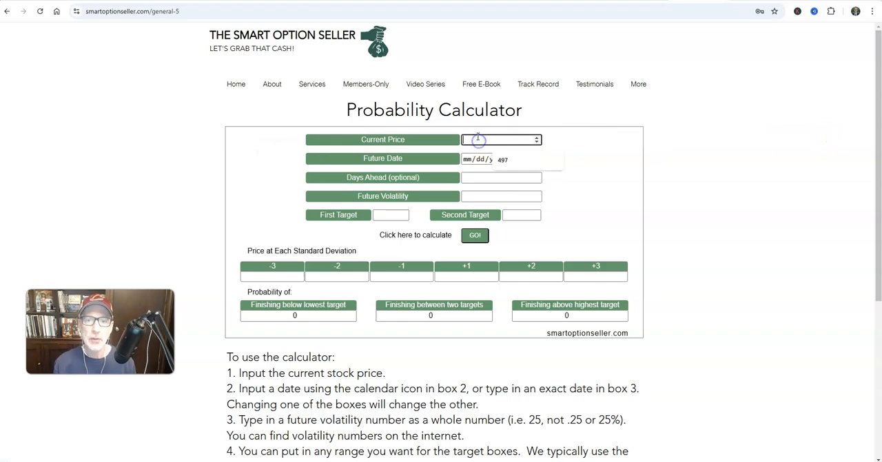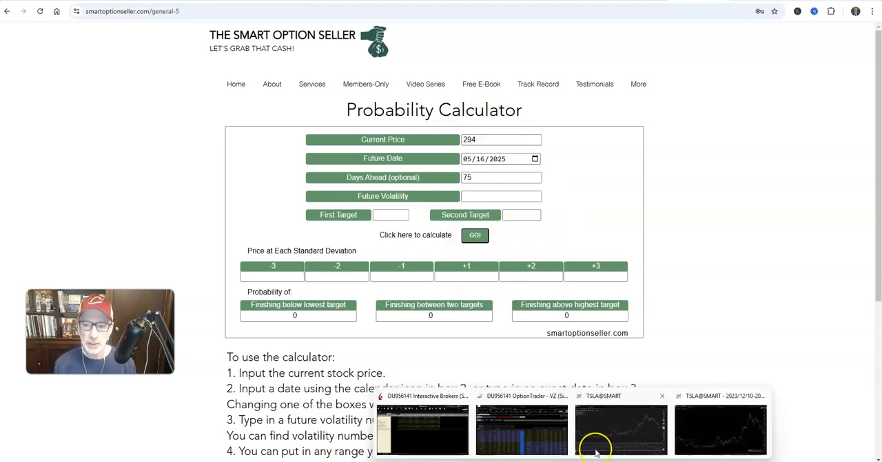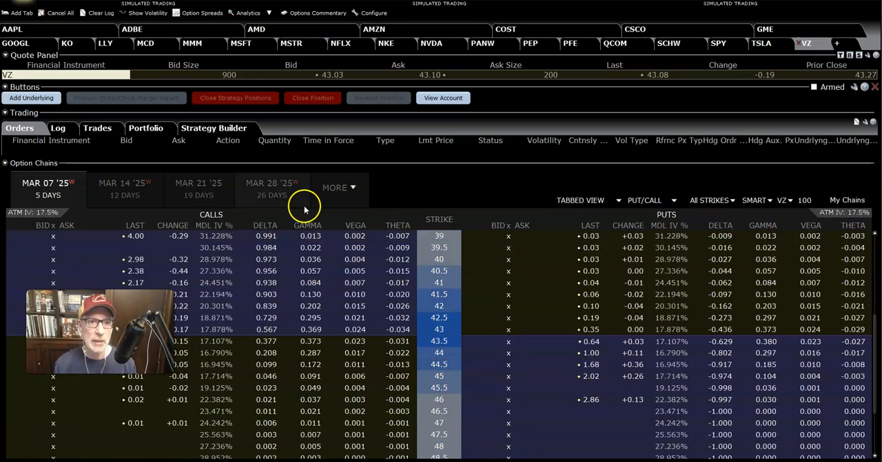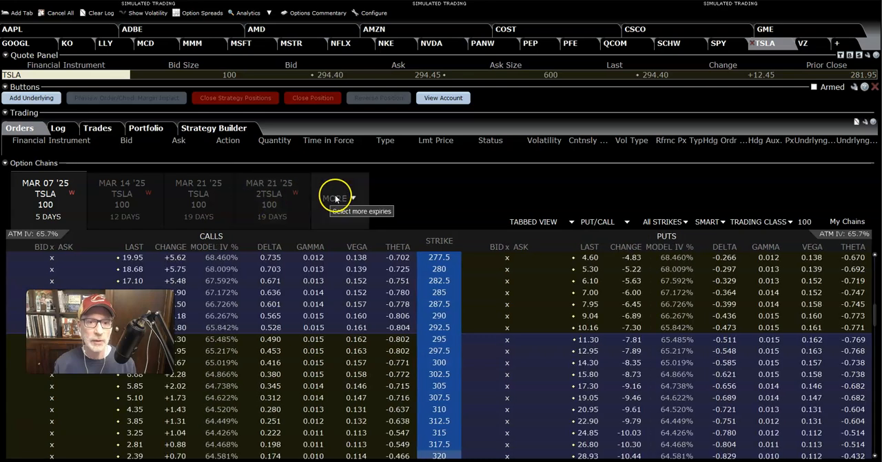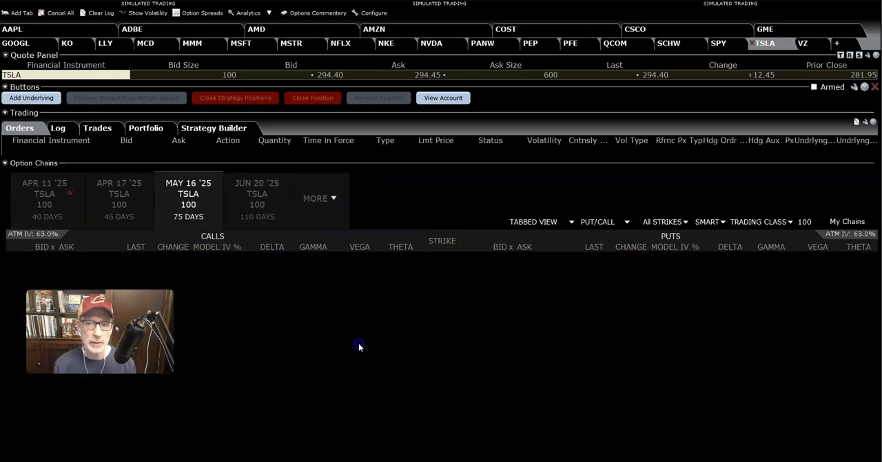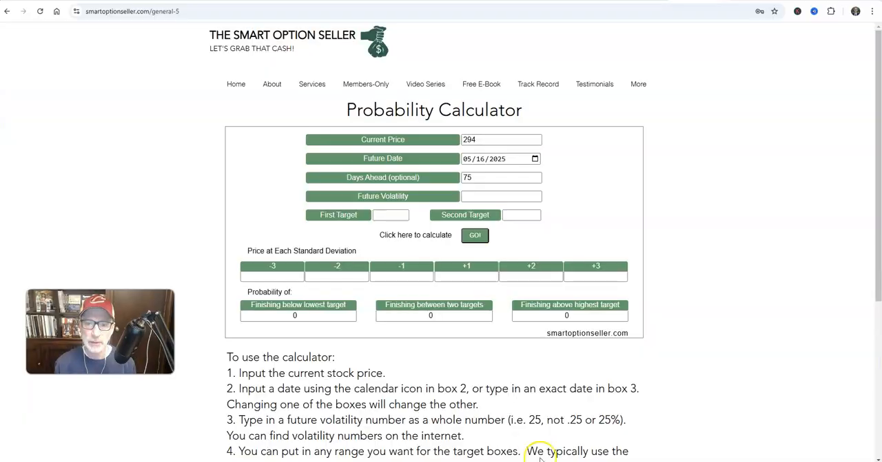So here's how we do it. We're going to put in Tesla, $294, and we're looking at the May expiration, which is the third Friday in May, May 16th. And what's the volatility we're going to use for Tesla? Let's look at Tesla. Let's go to May, and the volatility is about 63%. You see this thing right here? It says ATM IV, at the money implied volatility. So we use about 63% in the volatility.